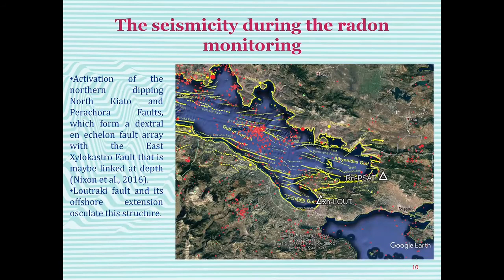The overall picture of seismicity during the period of radon monitoring in the eastern Gulf of Corinth shows that there was probably an activation of the previously mentioned fault array. In addition, the Loutraki fault and its offshore extension practically oscillate this structure, which is effectively connected with the main tectonic structure of the Gulf.